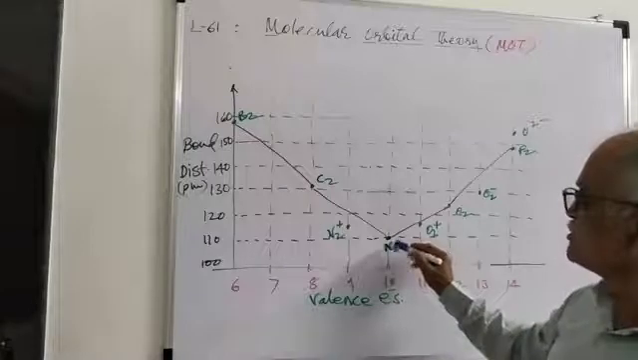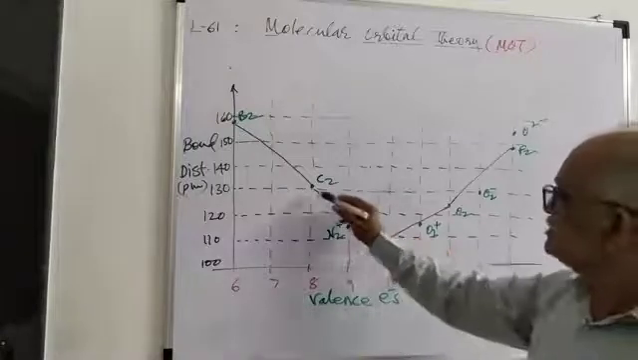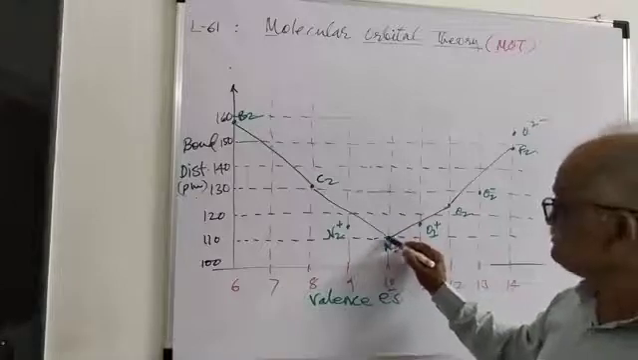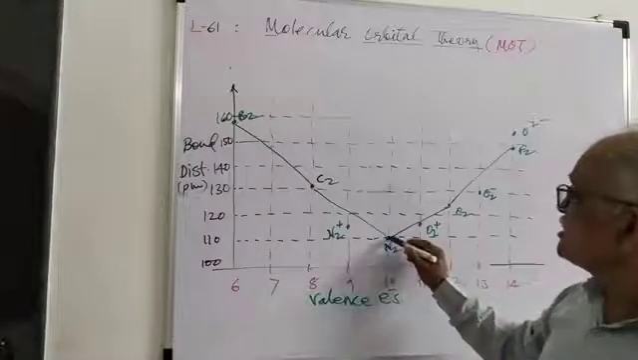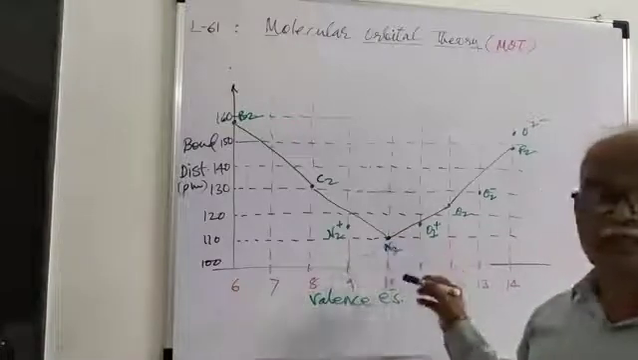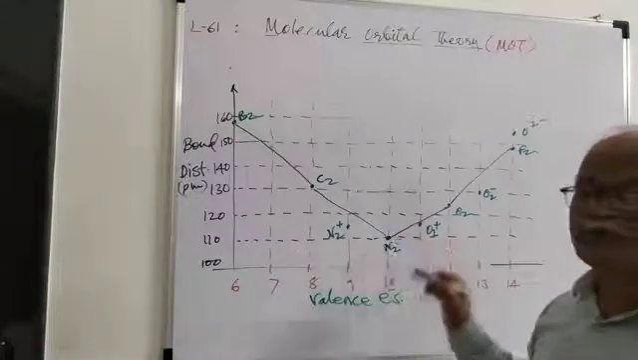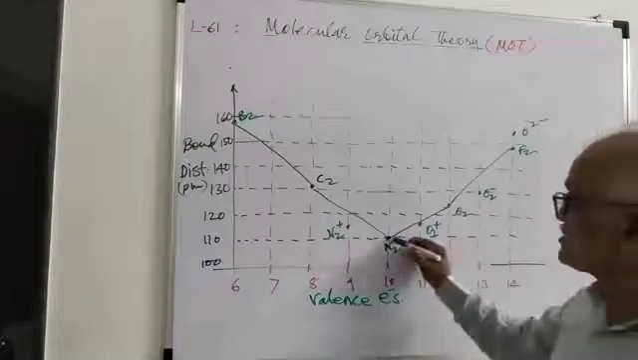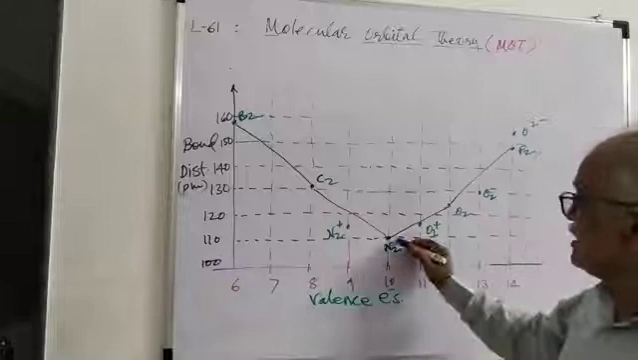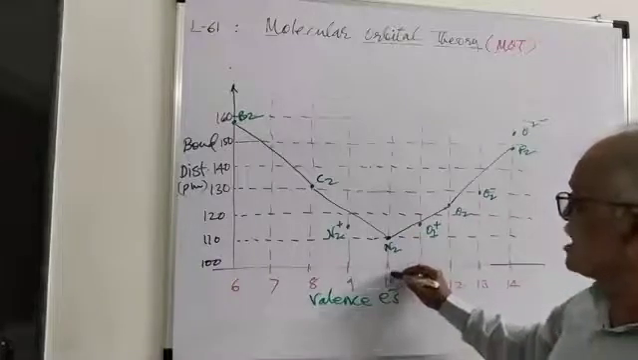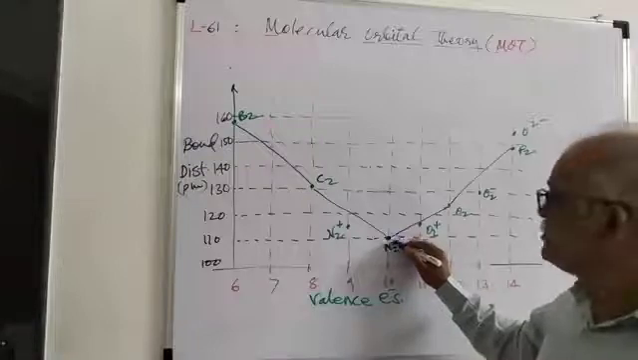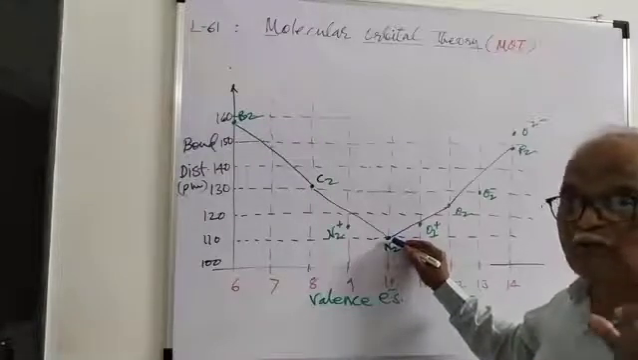Then if we go to N2, you will find that the bond distance again decreases to 110. This is because the bond order is highest here. You know that the bond order in N2 is 3. The bond distance is shortest, that is 110. And here the valence electrons are 10, so all these valence electrons are moving into only bonding molecular orbitals.